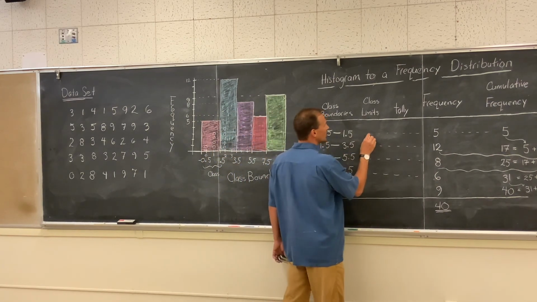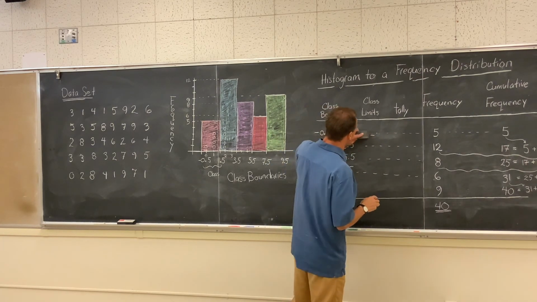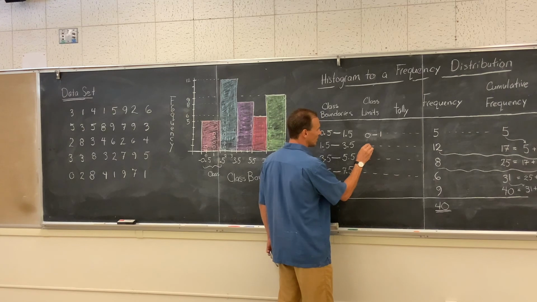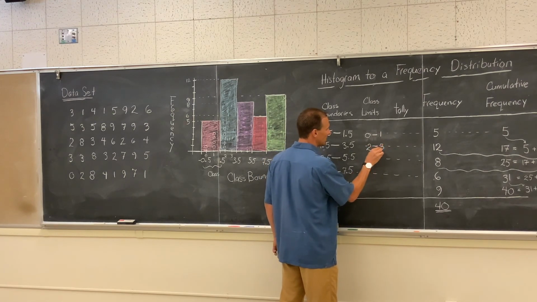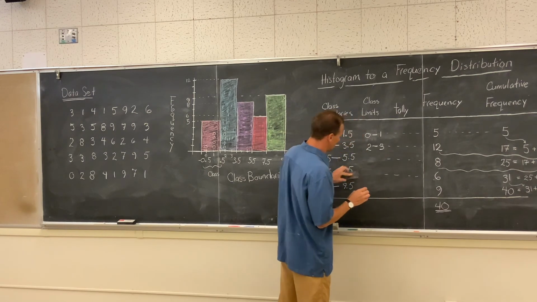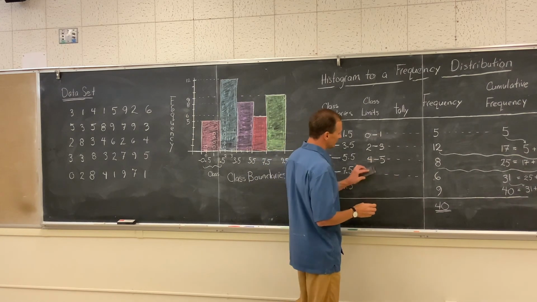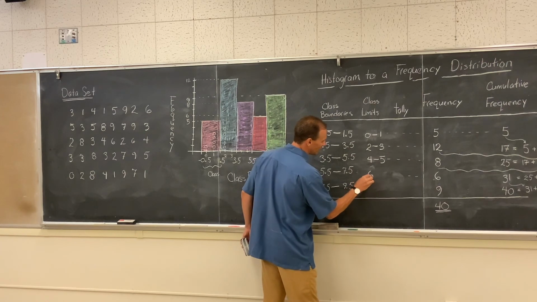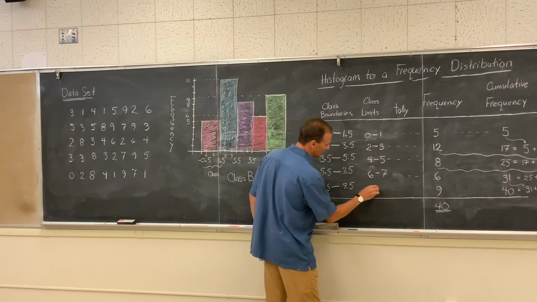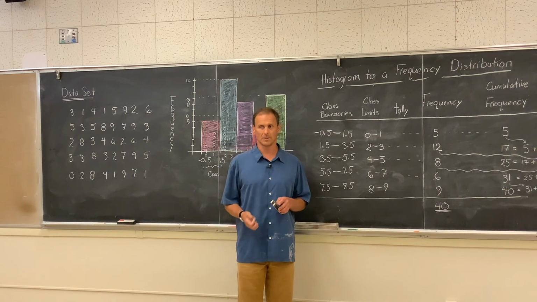So here they are. Our class limits for our first class are from 1, oops, not 1, it's my mistake. Let me fix that there. Are from 0 to 1, from 2 to 3, oops, let me get rid of those dashes, from 4 to 5, from 6 to 7, from 8 to 9.